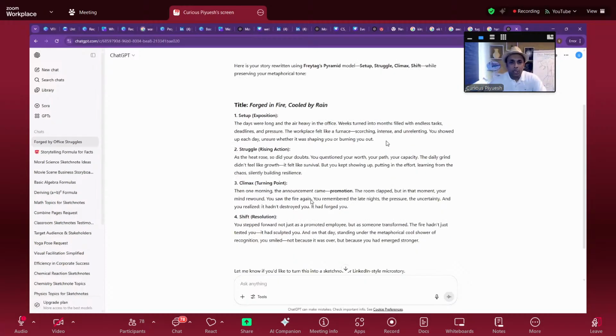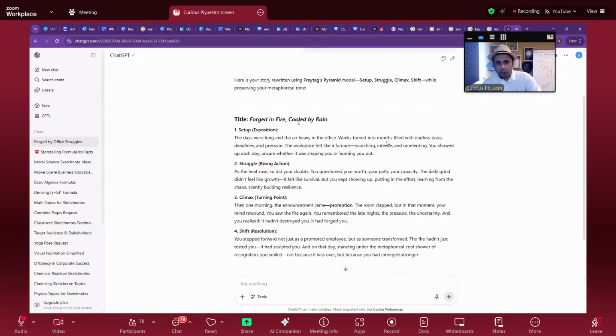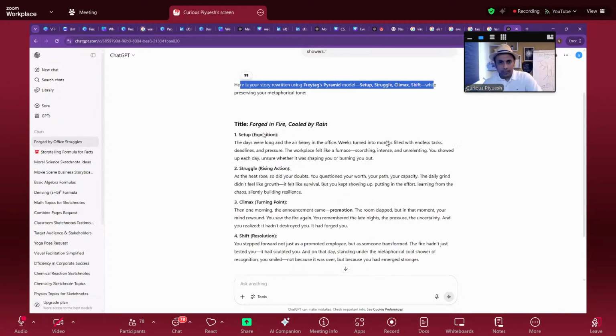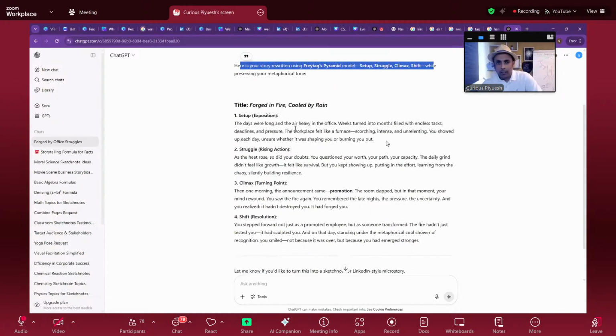And look at this. So basically here is your story rewritten in this model. What is this? Setup. The days were long and heavy in the office. Weeks turned into months filled with endless tasks, deadlines and pressure. The workplace felt like a furnace. Scorching, intense, unrelenting. You showed up each day unsure.